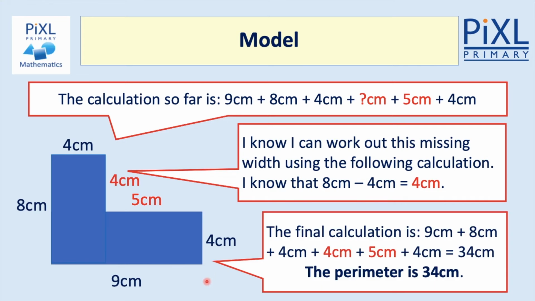The final calculation is 9 centimetres, add 8 centimetres, add 4 centimetres, add 4 centimetres, add 5 centimetres, add 4 centimetres, equals 34 centimetres. The perimeter of the shape is 34 centimetres.